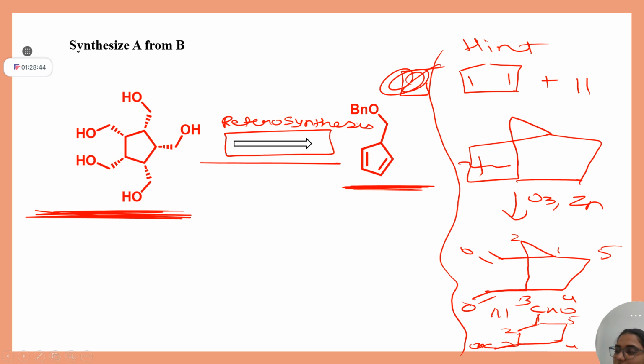Now can you think that CHO will reduce to CH2OH by LAH, lithium aluminium hydride. Can you tell me one reagent which can convert OBN into OH? H2, Pd/C, right? I think now it's enough hint for this question. Now tell me how can you make it?